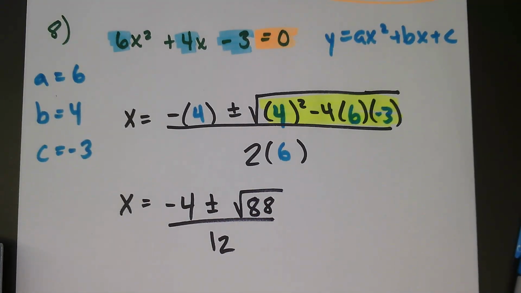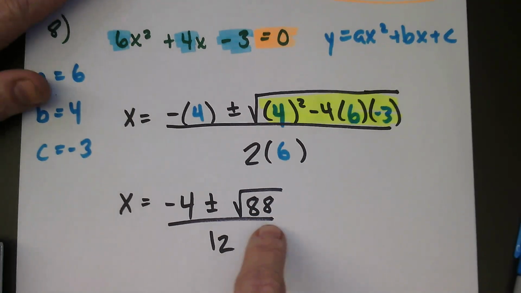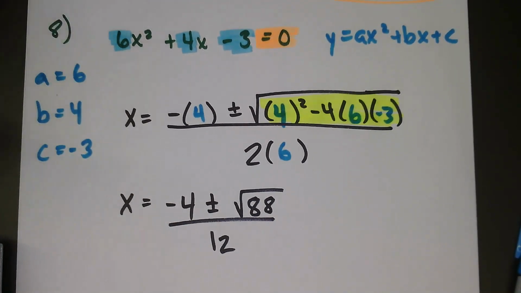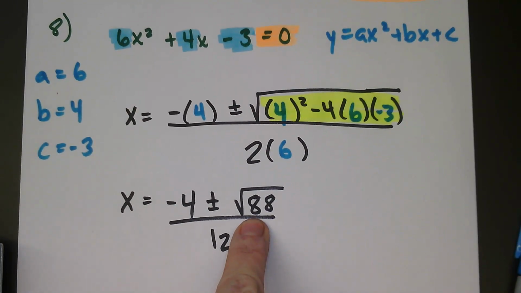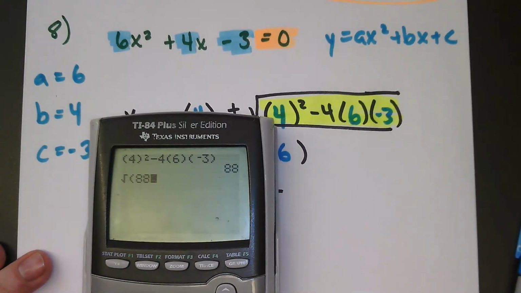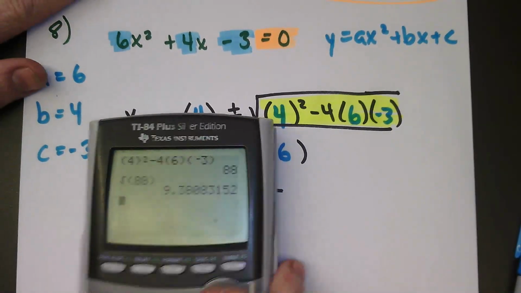Now, this gets a little bit complicated as far as our simplified answer. If you're going for the exact answer, it's a couple steps. If we just want the approximate answer, the decimal value, that's actually not too bad. 88 is not a perfect square, right? If I do the square root of 88, it's going to give me a decimal value. It's not a perfect square.